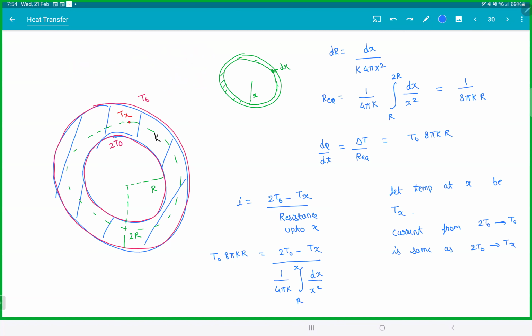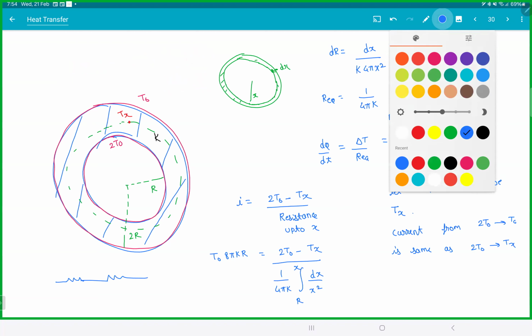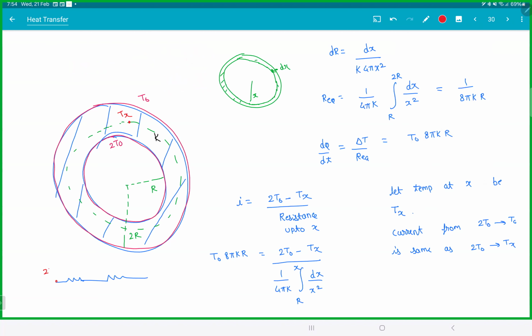You know, indirectly what I did, I'll show you. See, I wrote this thing like two resistors. And I said this guy is 2T naught. This is the first problem we did. Tx, and this was T naught. So let this resistance be Rx. This resistance will be R equivalent minus Rx. So I'm saying the current flowing in the total circuit should be equal to current flowing from 2T naught to Tx. Isn't that the same thing we did? Please check the steps.